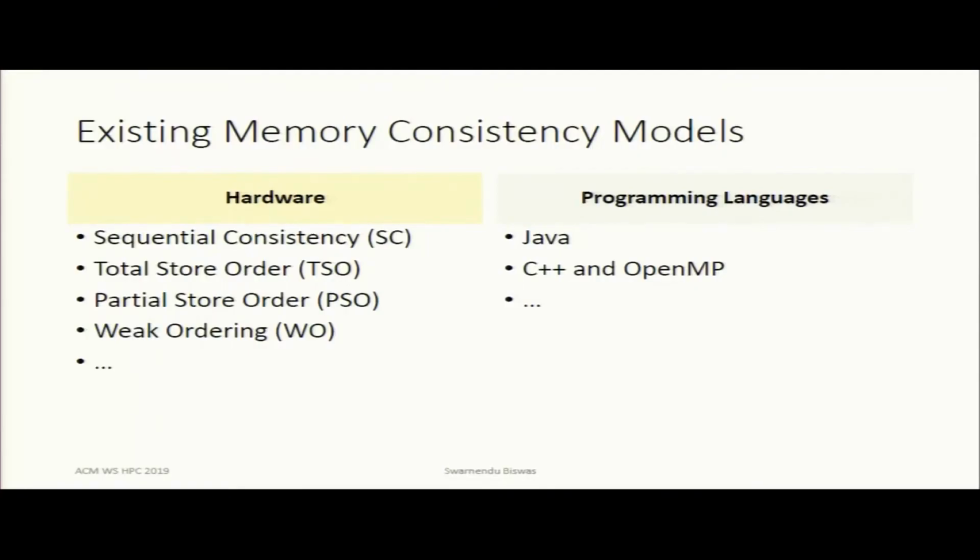So current memory models are usually TSO or PSO. We have existing memory consistency models at the hardware level, SC. There is something called total store order, which is basically the default on your Intel machines. If you have an Intel machine, then the memory model that you have is actually total store order. And you also have memory models for programming languages like Java, C++, and in fact, OpenMP also has one, so that is why we are discussing this.